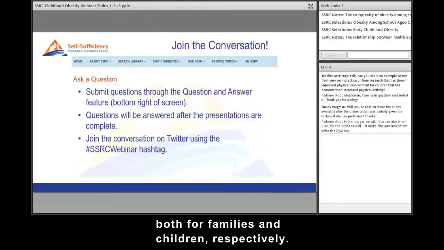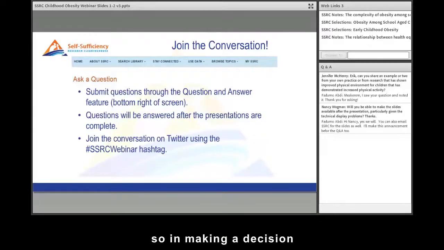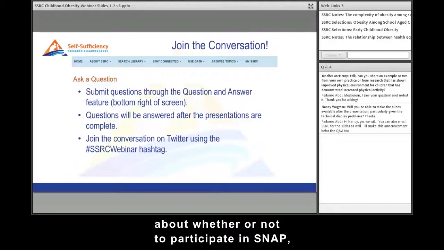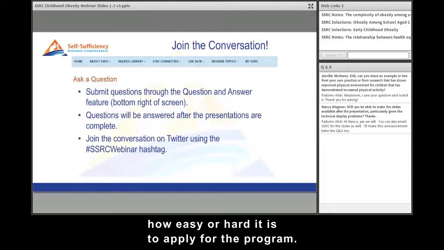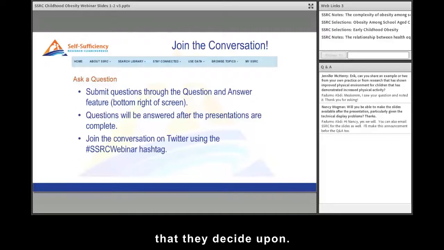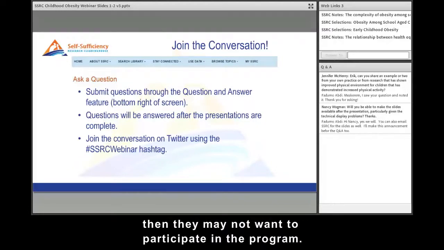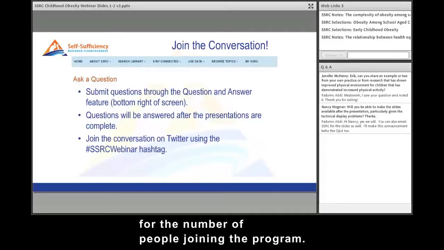Sure. So let me first talk a bit about SNAP. In making a decision whether or not to participate in SNAP, families make decisions based upon the total benefit level and how easy or hard it is to apply for the program. Those are two of the main things. The third one is stigma. If the benefit levels are high enough, then families may be willing to overcome the stigma associated with this. If the benefit levels are lower, though, then they may not want to participate in the program. So I think anything we could do to reduce stigma in SNAP will have enormous implications for the number of people joining the program.